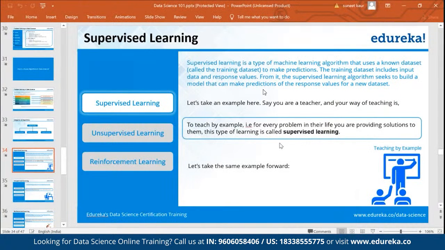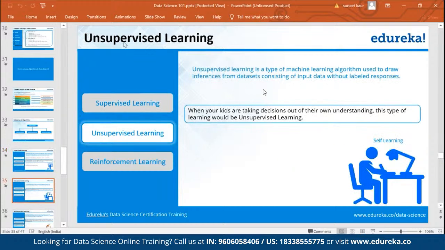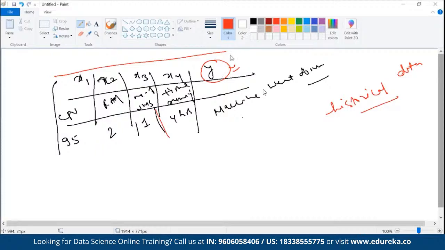Someone is telling you, there's a teacher who is telling you, hey, based on my experience, this is how it happens. Now you need to learn from this. That's the example of supervised learning. When it comes to unsupervised learning, no one is telling you. The value of Y is not there. It is unsupervised, so you don't have the historical data.